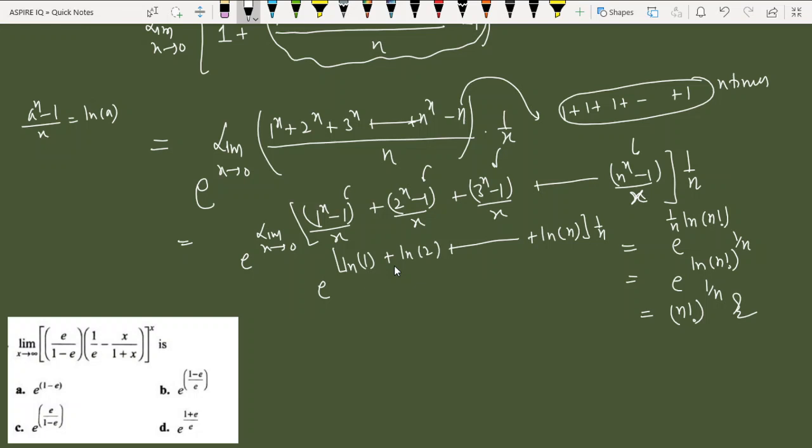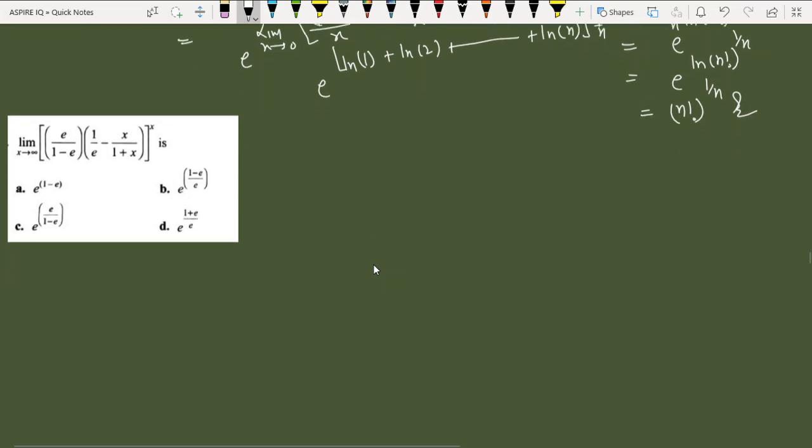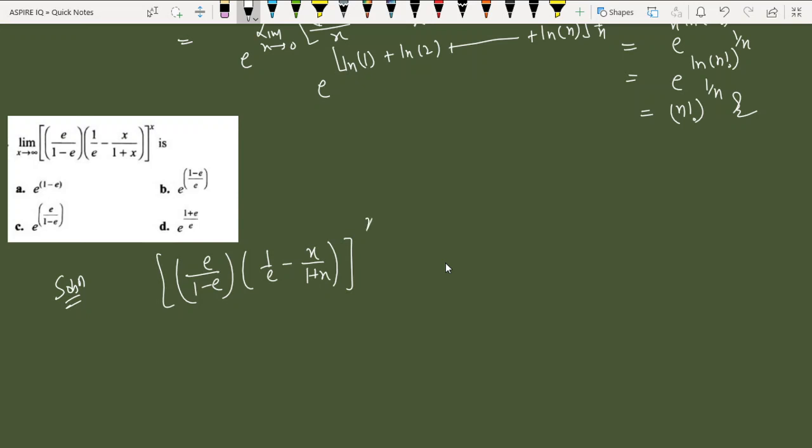Chalo, let's come to the next question. Okay, so this is the 1 to the power infinity form. Solution: limit of (e to the power 1 minus e, this is not a greatest integer) (1 by e) to the power x upon 1 plus x. This is the 1 to the power infinity form, right?